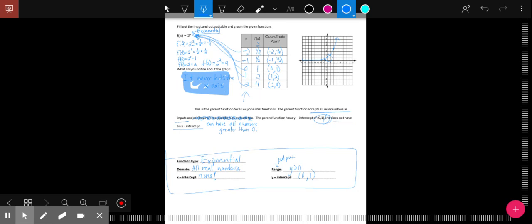And then last but not least, it says the parent function has a y-intercept of 0, 1. And whoops, totally missed that circle. If we look at the graph, it does go through at 0, 1. And then it says, and does not have an x-intercept. And if we look at our graph, it gets really, really close to the x-axis, but never actually crosses it. Therefore, it doesn't have one. So we're going to write none for our x-intercept.